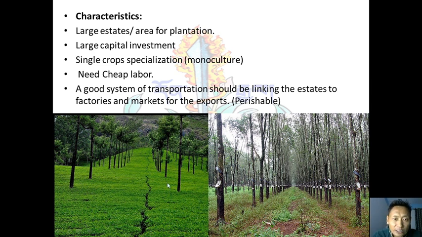Mostly they're cultivating a single crop. That means tea means they're cultivating only tea, rubber means only rubber. Because of that, it is called monoculture. They are specialized in cultivation of one crop. They also need very cheap labor, and a very good transportation system that links the estate to the factory, and from the factory to the market, because these types of crops are generally perishable in nature.